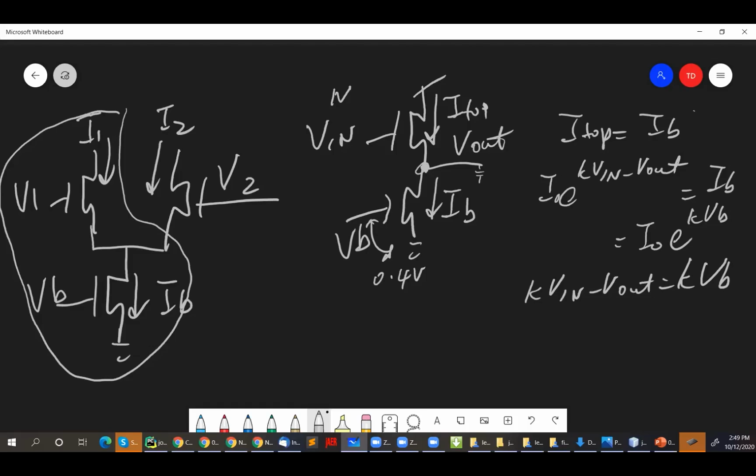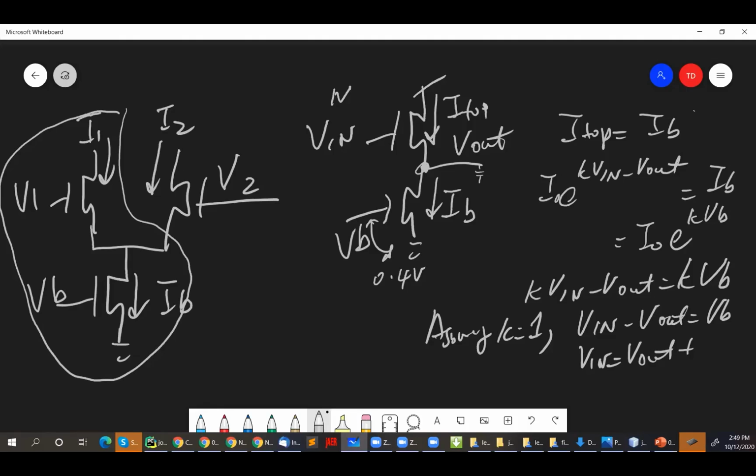And then if I now make an even nicer simplification, I assume that kappa is 1, right? Then basically it says V in minus V out is equal to VB, assuming that kappa equals 1. And so that means that V in is equal to V out plus VB. So by the way, this is not absolute, right? So really I should write it: there's actually a change in V in and V out.